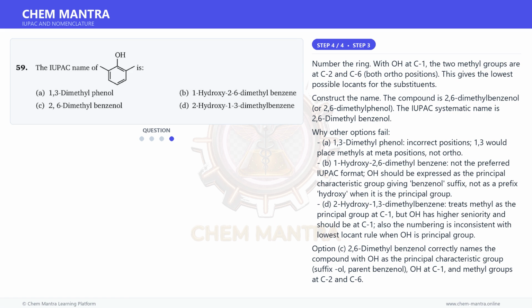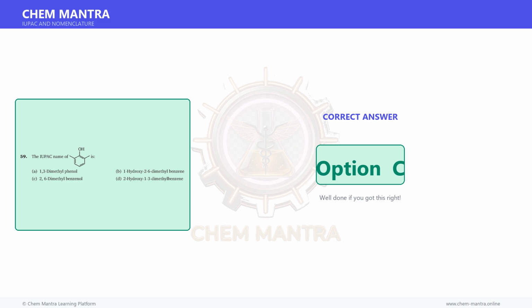Option C. 2,6-dimethylbenzenol correctly names the compound with OH as the principal characteristic group, suffix ol, parent benzenol, OH at C1 and methyl groups at C2 and C6. Therefore, the correct answer is option C.